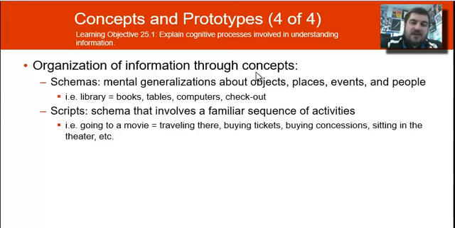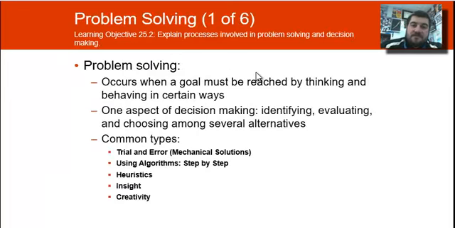Schemas, which we've already talked about, are mental generalizations and hierarchies about objects, places, and events. For example, if you go to the library, you expect to picture books, tables, computers, a place to check out, maybe some windows, bookshelves. Those are schemas of a library. Scripts are kind of like a schema, but they're a sequence of activities. So going to a movie, you have to get there, buy tickets, buy concessions, find a seat, etc. That is the script of going to a movie.